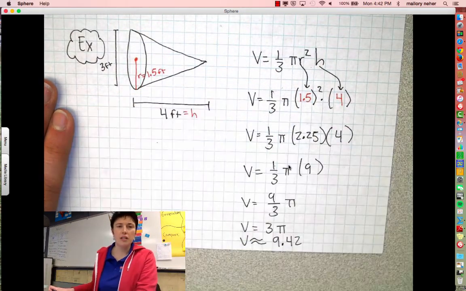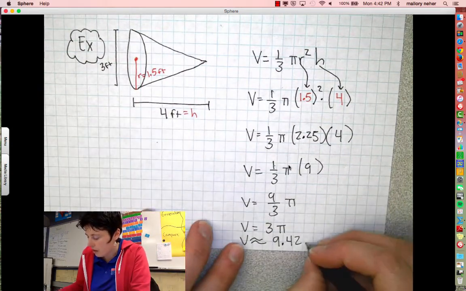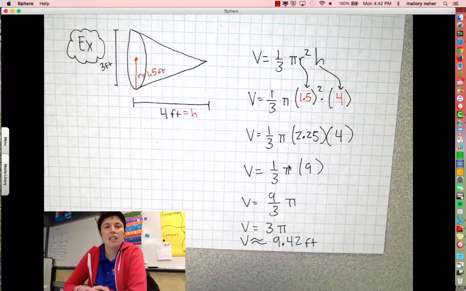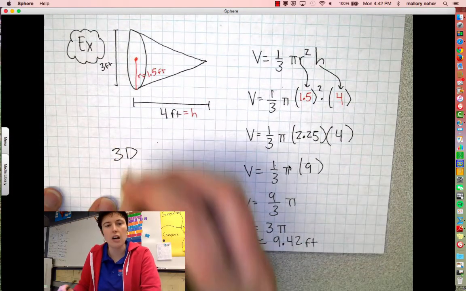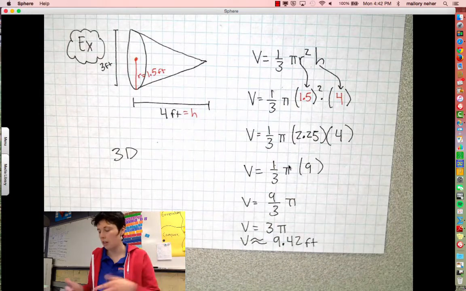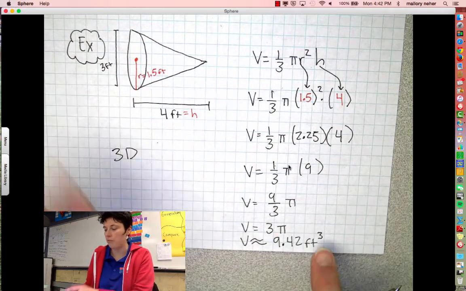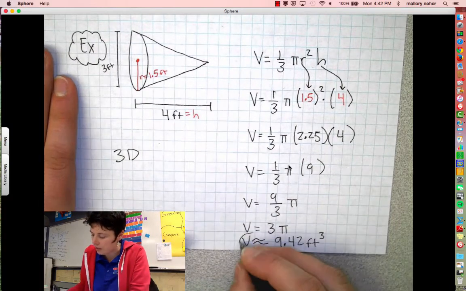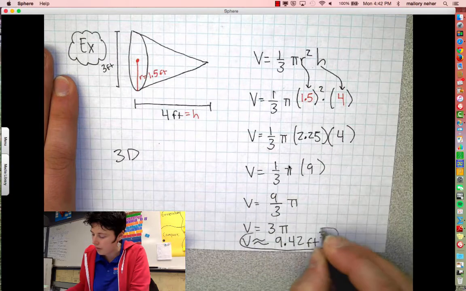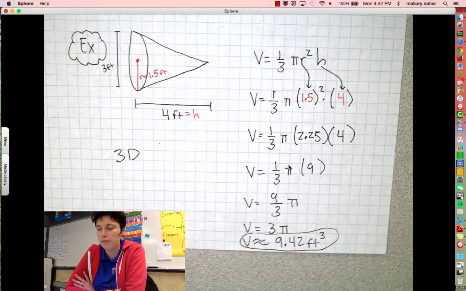And the units on this thing, remember we were measuring everything in feet, so this is definitely a feet answer. And it's volume, and this is a three-dimensional 3D object. We're talking about filling up a 3D object, so that means I'm going to have cubic units. I'm going to have to the third power units because it's 3D. So the final answer here is 9.42 cubic feet, and that's the volume of a cone.